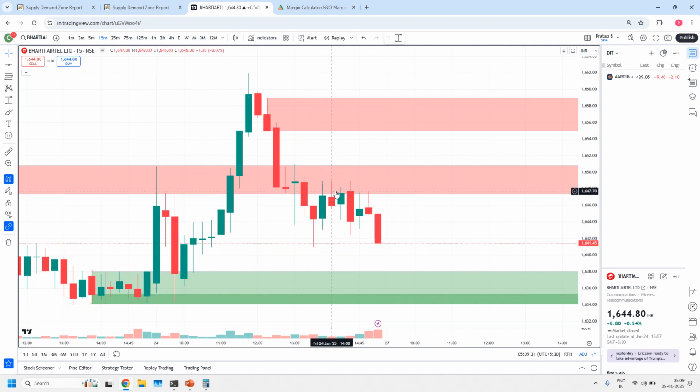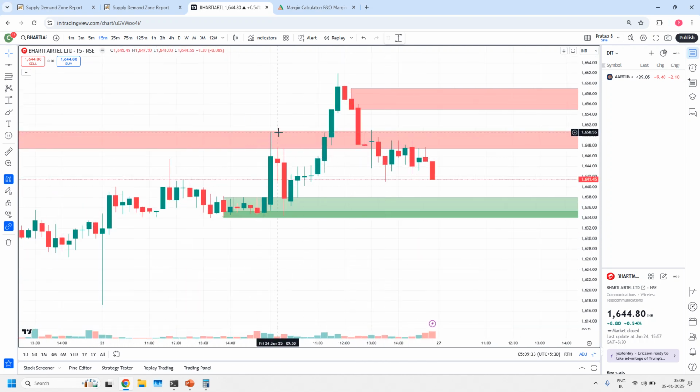So this is how you will be analyzing Bharti Airtel, how we analyzed. And moreover, whether this has any daily EMA confluence, that also we will see.